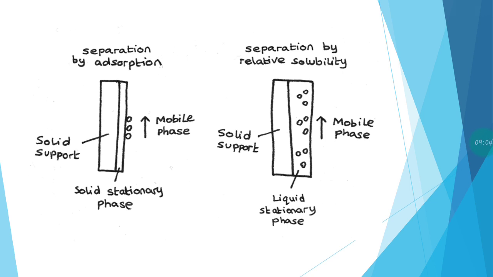So here you can see in this diagram, the first one shows a solid stationary phase, which is an example of gas solid chromatography. Separation is done by adsorption, and a solid support is there. In this, the mobile phase is going upward and the molecules are adsorbed on the surface, that is adsorption. The second one shows gas liquid chromatography, separation by relative solubility. In this you can see the molecules are soluble, dissolving to get a proper graph. Thank you.